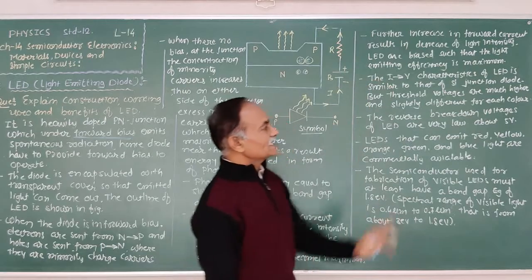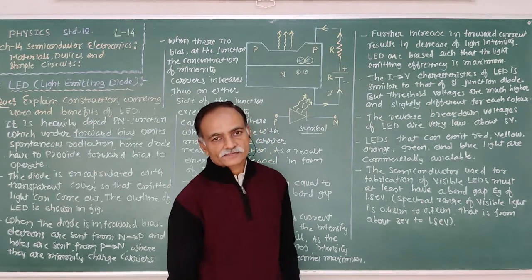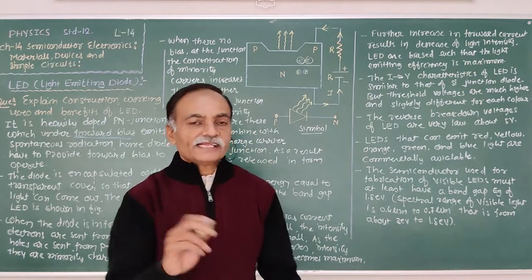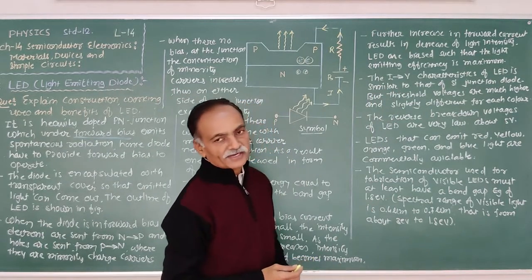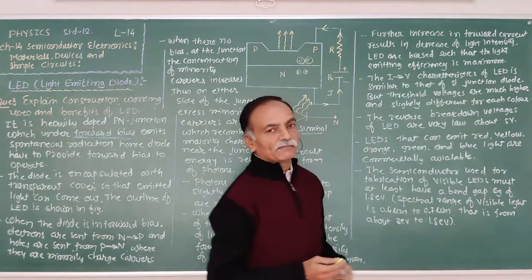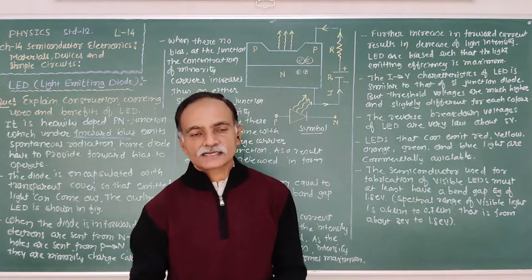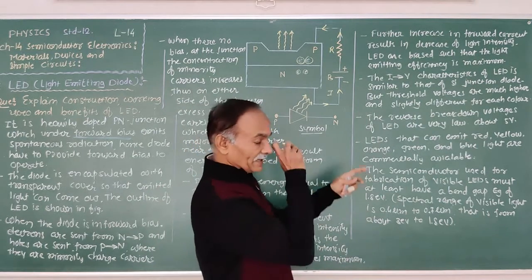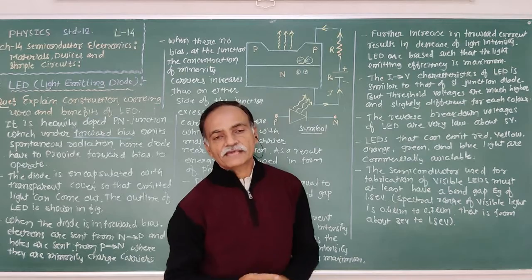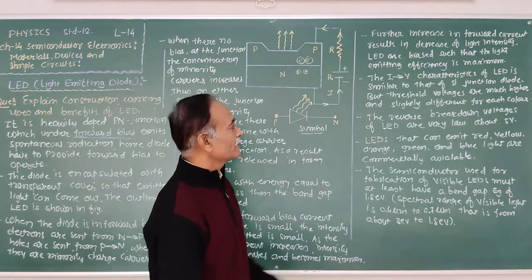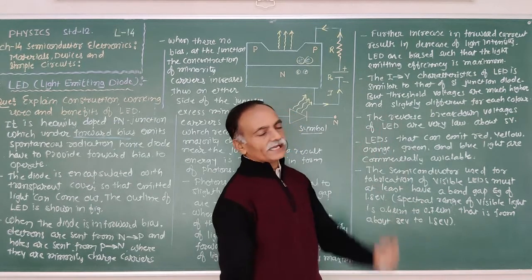The IV characteristic of a light emitting diode is similar to that of a silicon junction diode, but the threshold voltages are much higher and slightly different for each color. The IV characteristic of an LED is the same as the IV characteristic of a silicon junction diode, but the threshold voltage is much higher for a light emitting diode and slightly different for each color.